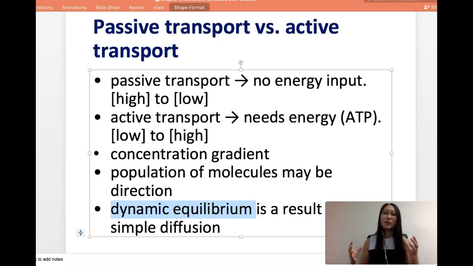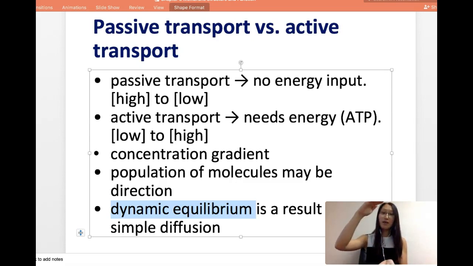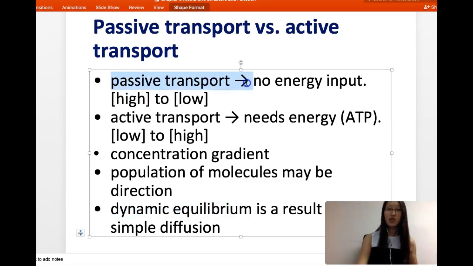So dynamic equilibrium is talking about equilibrium, which means you can have the same concentration on both sides of the membrane, right? And those concentrations don't change, but there are still molecules going in and out of the membrane all the time. So that's what we're talking about. When we talk about membrane, the goal of doing passive transport, for example, when passive transport happens, it's because molecules want to reach a dynamic equilibrium.